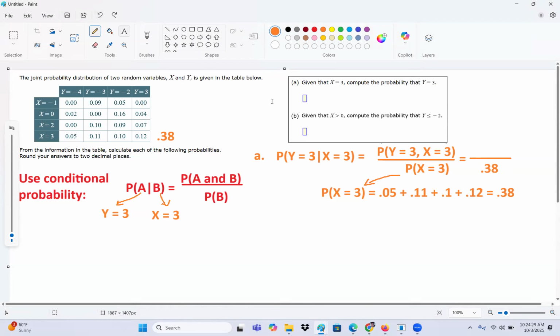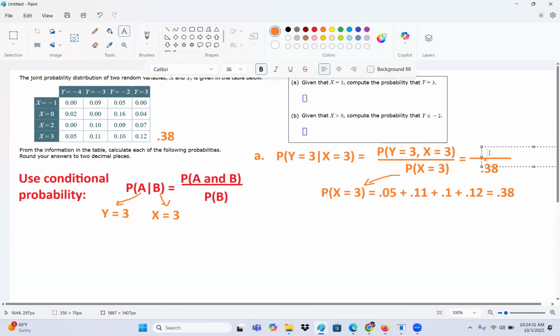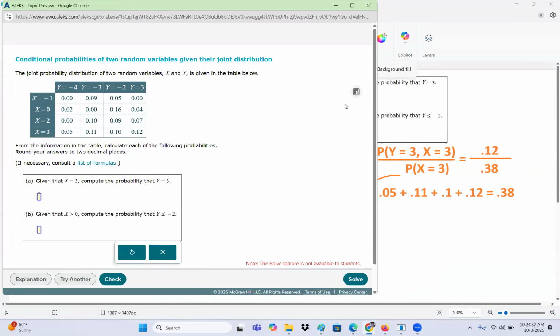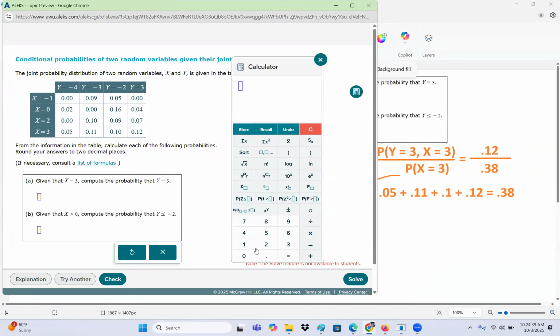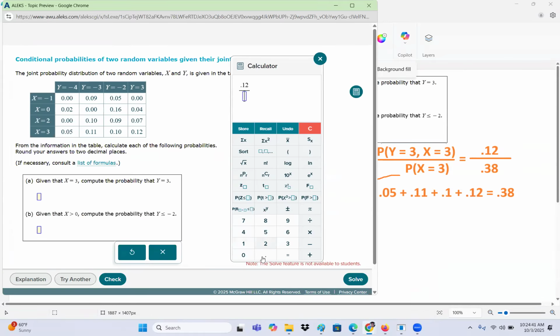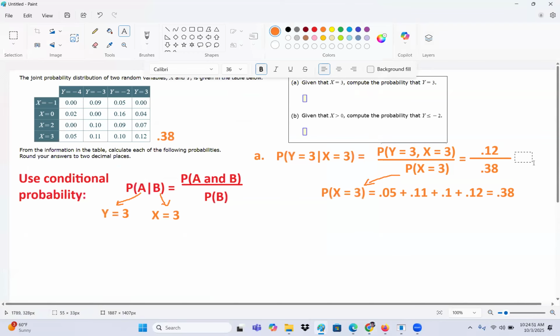So we simply take 0.12 over 0.38. You should be able to get to the final answer correctly. You get about 0.315, 0.316. It asked us to round to 2 decimal places, so it's 0.32. Okay, it's 32%.